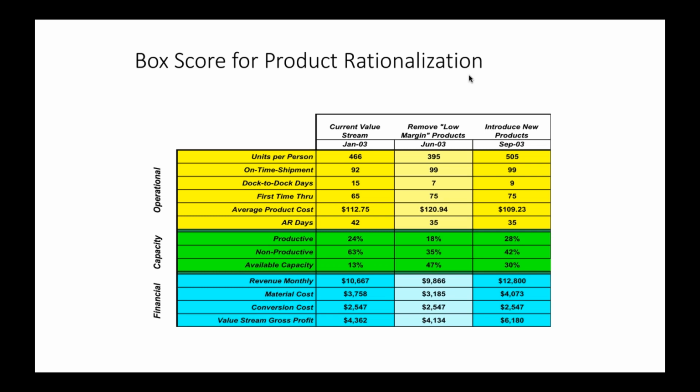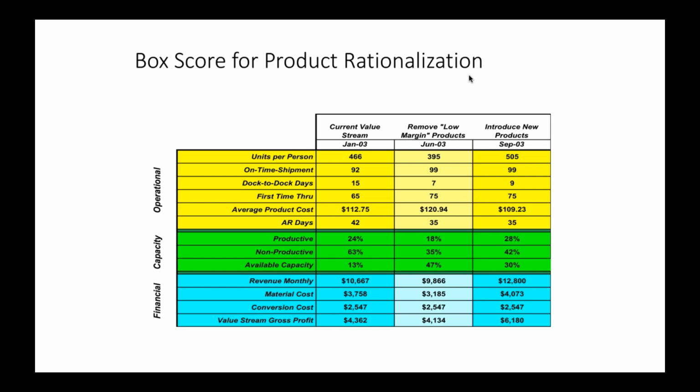We didn't lose much from a profitability standpoint, as you can see from the value stream income statement. Monthly profits went from $4,362 to $4,134. So we didn't lose much. So what this company did is they used that available capacity to introduce new products a few months later. What was the impact? You can see that profitability is now $6,180. So it's about 50% greater than June of 2003.